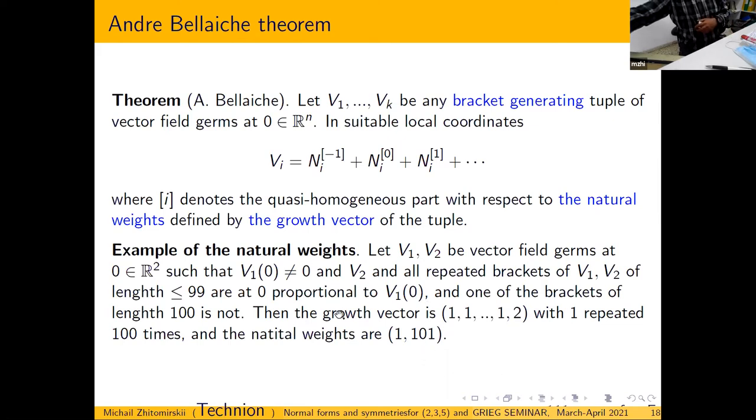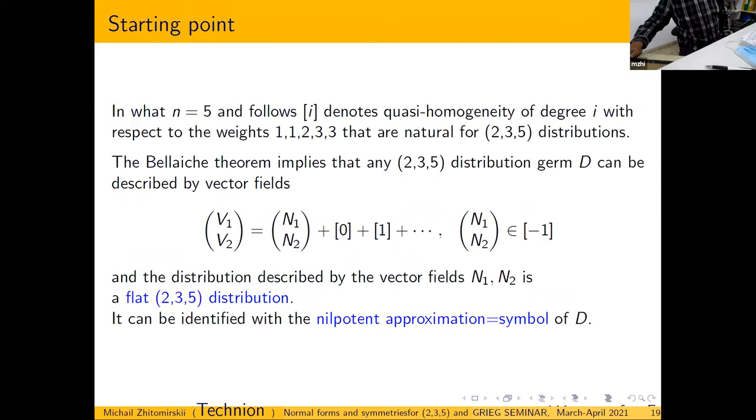So I give this example not only to explain what the natural weights are, but also to underline that this Bloisius theorem is very, very general, because we do not assume any regularity in how many steps it breaks generating, it can maybe break it generating in different ways, in different points, and so on. It's a very general theorem. And it allows us to fix the starting point for the framework, what I call the Poincaré way.